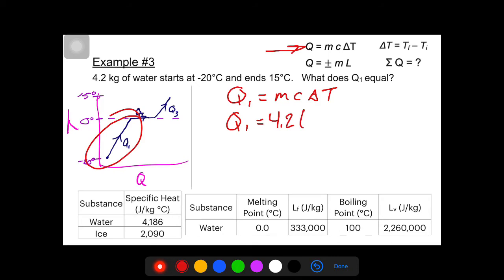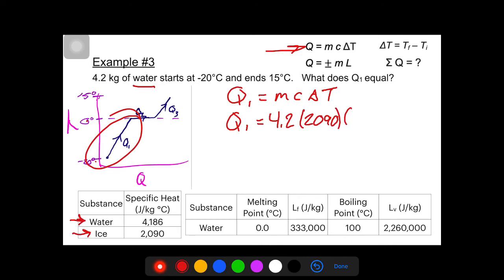And here's the reason. When we look at this, it's water, right? So it's water, but also ice is water. It's just ice in the solid form. There's water in the solid form. So we have to decide between negative 20 degrees and 0 degrees, is it ice or is it water? And it's ice. So this is 2090 for a specific heat value.